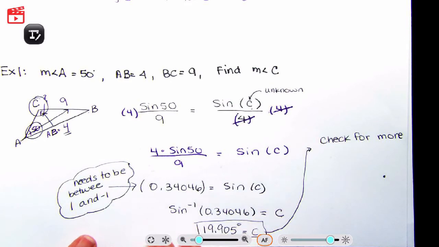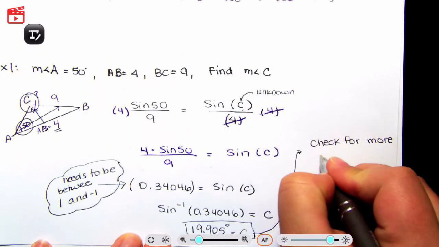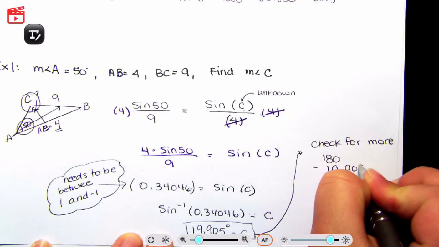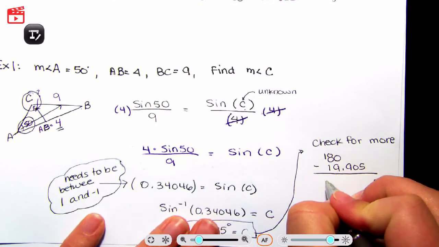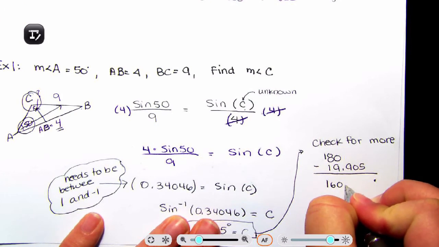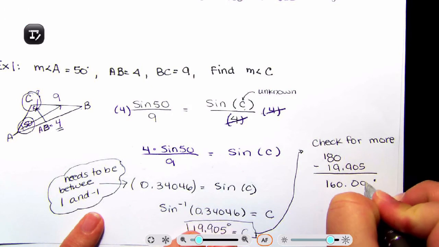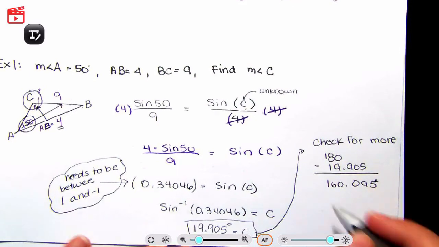If you have this answer as a positive angle, which you're supposed to, you're going to check for more by subtracting from 180. And again, you can abbreviate to 19.9 if you wish. So 180 minus 19.905 is going to be 160.095. So now we have two possible answers.